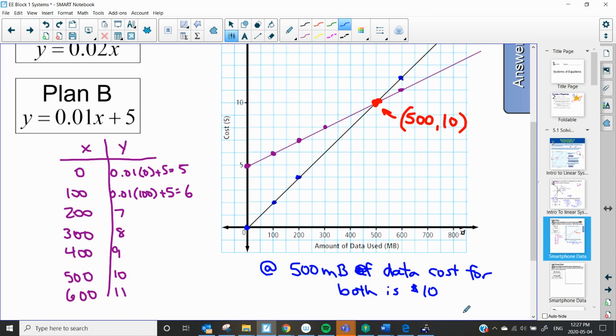So someone who's trying to decide on a plan is going to ask themselves, well, am I going to use more than 500 megs of data? If I am, then I'm going to go with a different plan. If I'm going to use less than that, well, then I'm going to stick with the cheaper plan. So this is just a way to compare which is the better option.